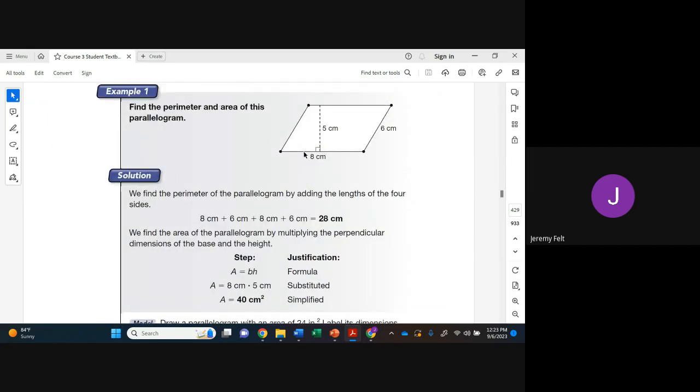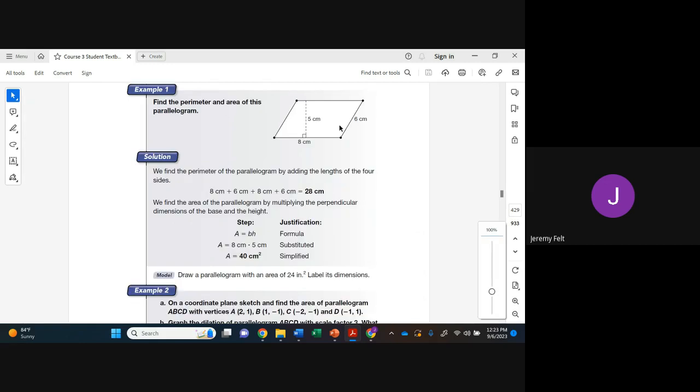Okay, so if we're looking at this example, we have base, and then our height is right here, indicated with the dashed line. We know this is the height because it meets at a right angle. If we were finding the perimeter, which we were asked to do, we would do 8 plus 8 plus 6 plus 6, which is 28 centimeters. Parallelogram, just like any shape, you add up all the sides, that's your perimeter.